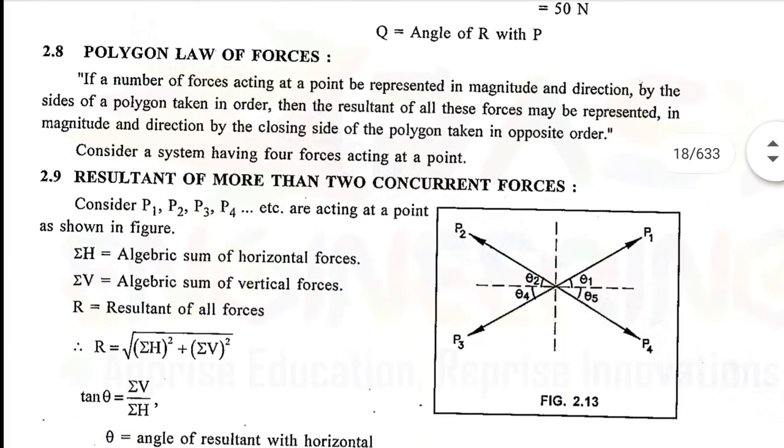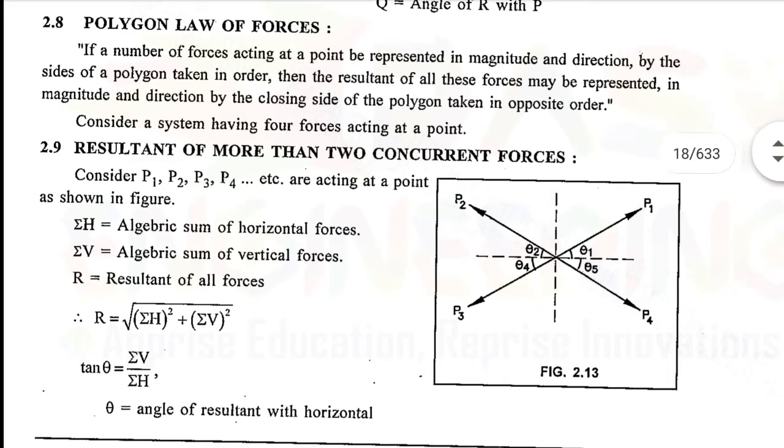So next one, polygon law of forces. If a number of forces acting at a point are represented in magnitude and direction by the sides of a polygon taken in order, then the resultant of all these forces may be represented in magnitude and direction by the closing side of the polygon taken in opposite order. In triangle law we represent only two forces, in two sides of the triangle, and the third side is nothing but the resultant. Here in polygon law we represent a number of forces, and the closing side is nothing but the resultant.